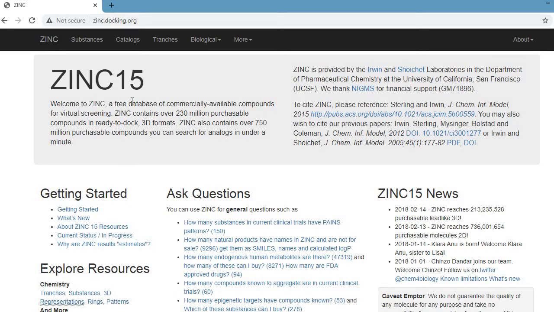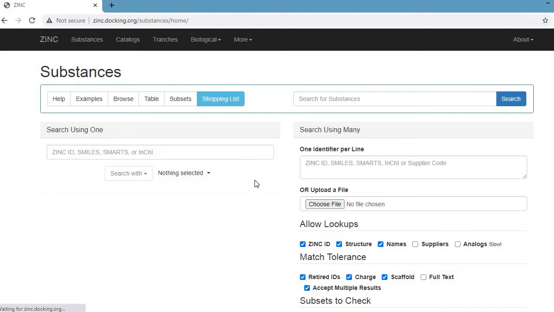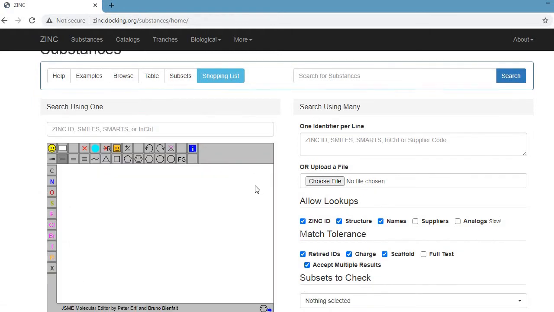So what are the options given in the database? You can choose substances, catalogs, biological and more. So for searching of structure, we can click on substances. So this is the database. This is somewhat how it looks.